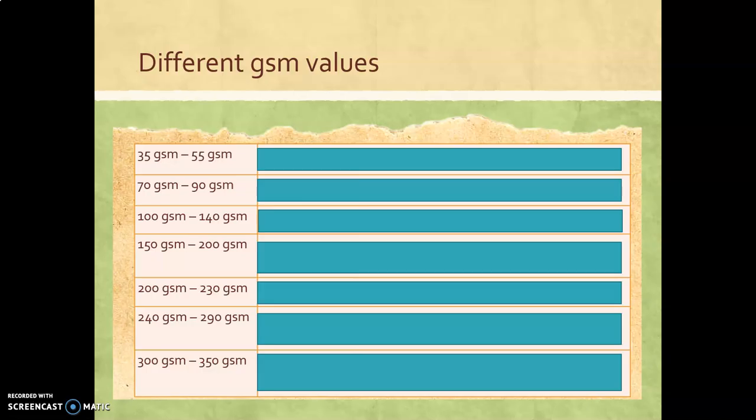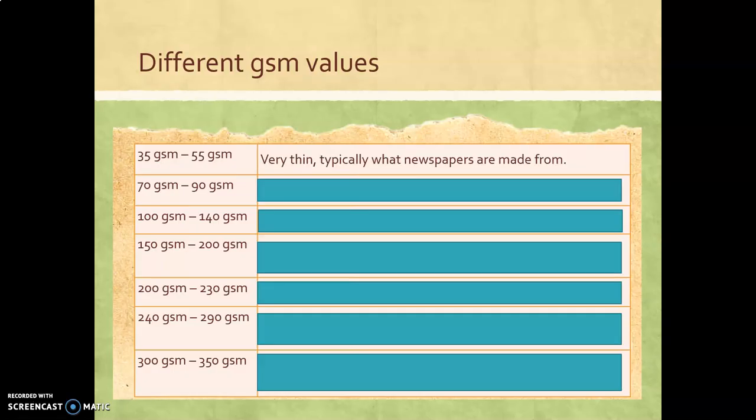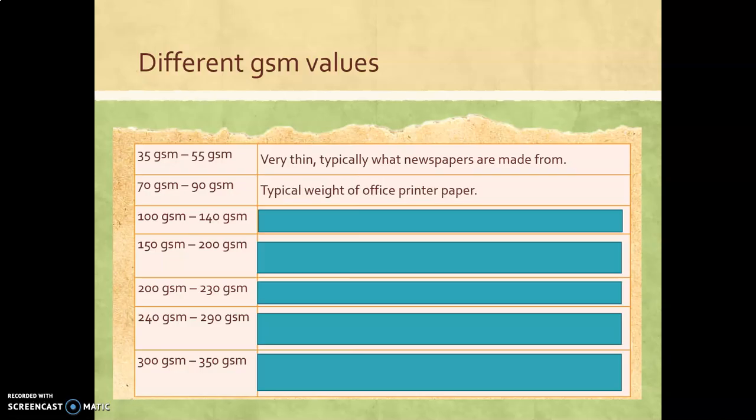So let's get familiar with some different GSM values. You don't need to know these verbatim, it's just so that you understand the differences. At 35 to 55, that's very thin, sort of tissue paper, or what newspapers are made from. 70 to 90 is the typical weight of office printer paper. Ours is 80 GSM. Please commit that one to memory.